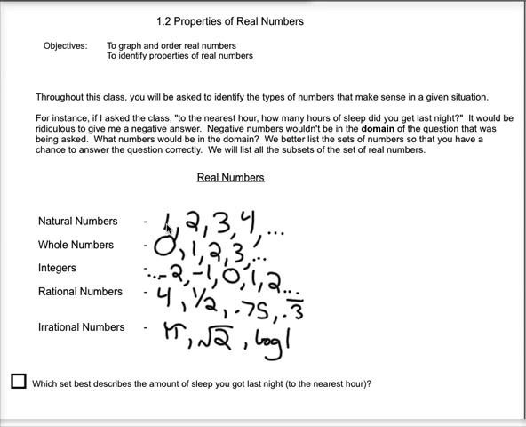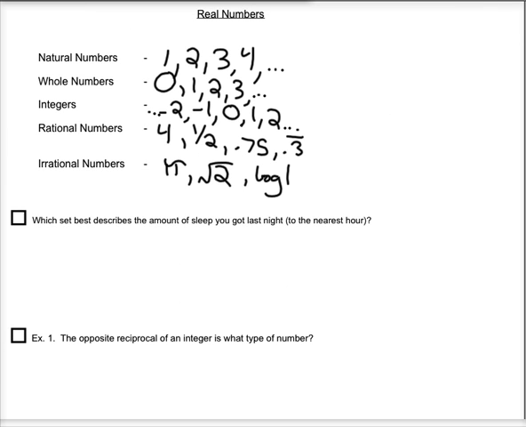All right, so which set best describes the amount of sleep you got last night to the nearest hour, the question I started class off with? Well, if we're going to the nearest hour, we're talking about 1, 2, 3, 4. Hopefully you got some sleep, and hopefully 0 is not an answer here. But in all reality, if you pull an all-nighter, you could get 0 hours of sleep. So if we're talking about 0, 1, 2, 3, that means we are talking about the whole numbers.